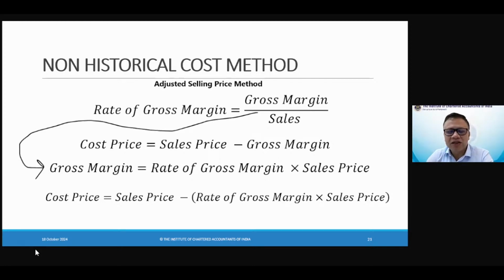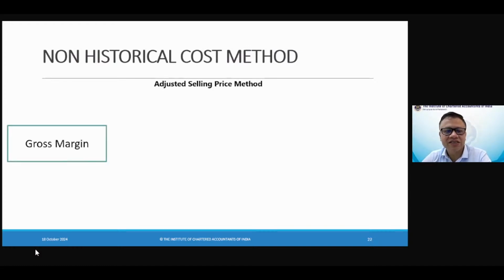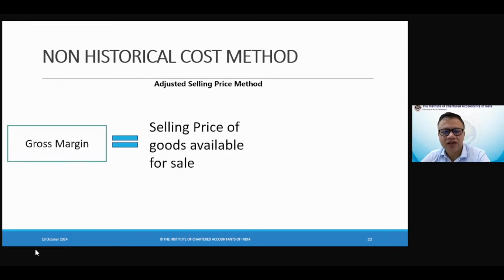So you get the gross margin if you want. You find the rate of gross margin into sales price, and for cost price, you get sales price minus rate of gross margin into sales price. So this is how we are approaching it here. And now, how to use it in this sales adjusted selling price method.